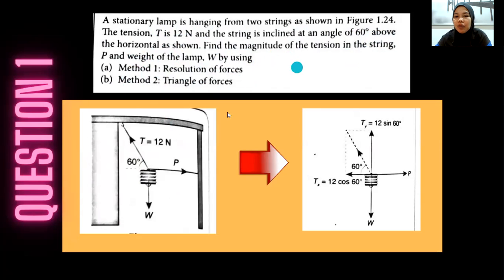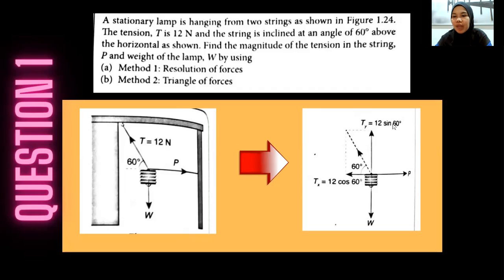In order to find the magnitude of tension, we can solve it by using method number 1 and also method number 2. Method number 1, as I told you before, we can resolve the force and make sure all the forces exist only in Y and X. We have tension here, in between Y and X. In order to solve this question and find the magnitude of tension, we need to resolve this force into X component and Y component.